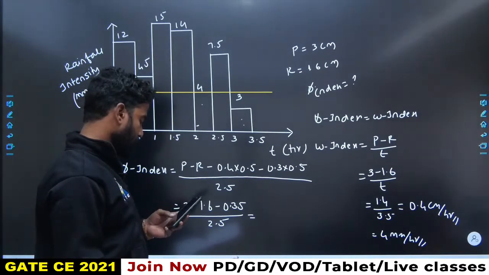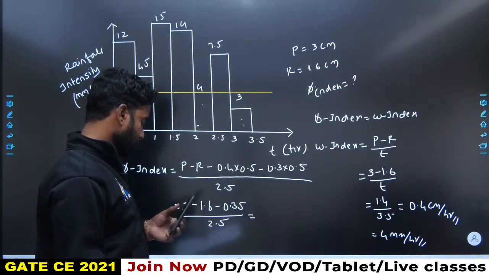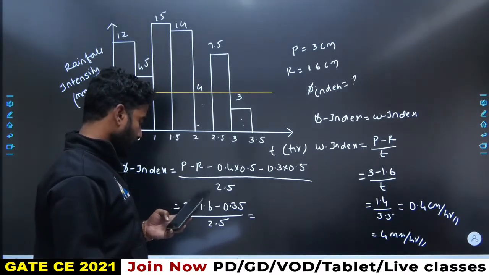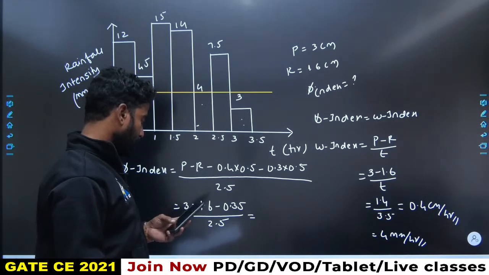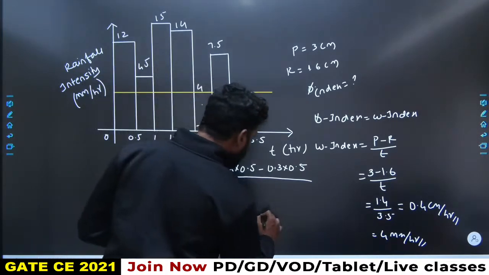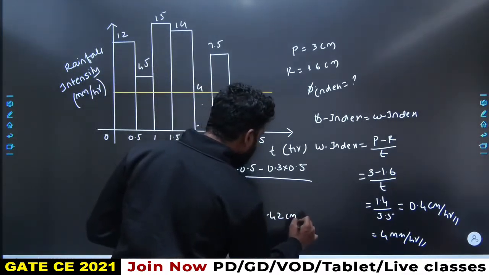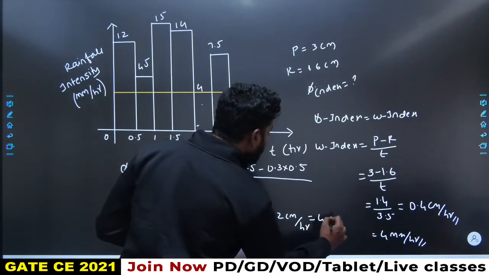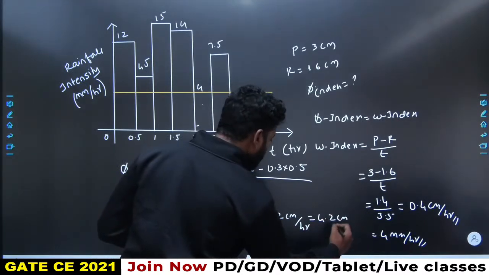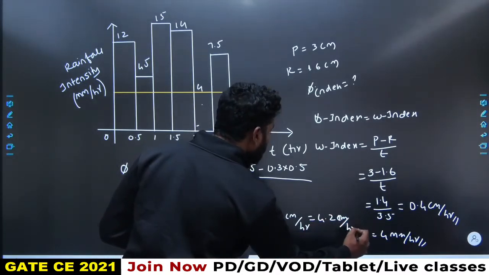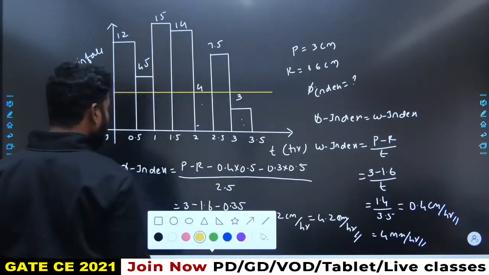0.7 multiplied with 0.5. So, 3 minus 1.6 minus 0.35 divided by 2.5. So, this is equal to 0.42 centimeters per hour, that is 4.2 mm per hour.